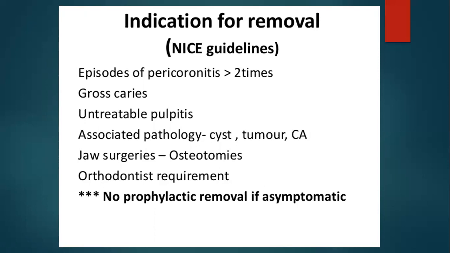I advise you on this a lot, because this is an important question. What are the NICE guidelines for the indication for removal of the impacted tooth? When there are episodes of pericoronitis more than 2 times, if the tooth is grossly carious, if there is untreatable pulpitis that you can't treat, if there is associated pathology like cyst, tumor, or carcinoma, or if there are jaw surgeries, osteotomies, and orthodontic requirements. No prophylactic removal if asymptomatic. So you don't need to remove it if it's asymptomatic. Only remove it when it is symptomatic.